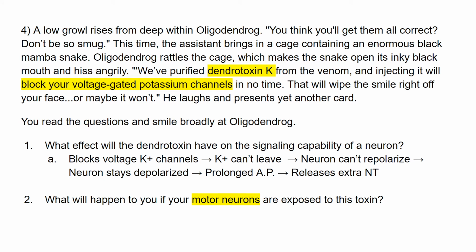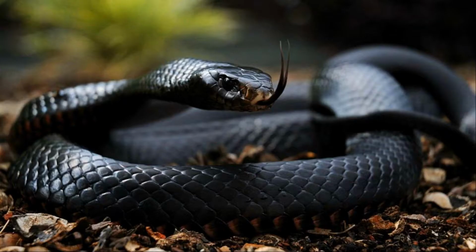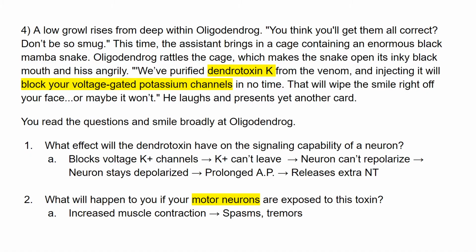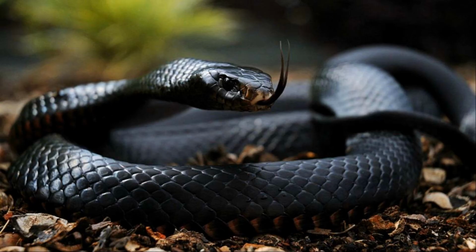What will happen to you if your motor neurons are exposed to this toxin? Again, kind of like last time, we're going to see an increase in muscle contraction, and this can cause muscle spasms or tremors. And then here's a black mamba snake. The muscle spasms might not kill you, but there's a lot of other toxins in its venom that might kill you. So avoid this one as well.